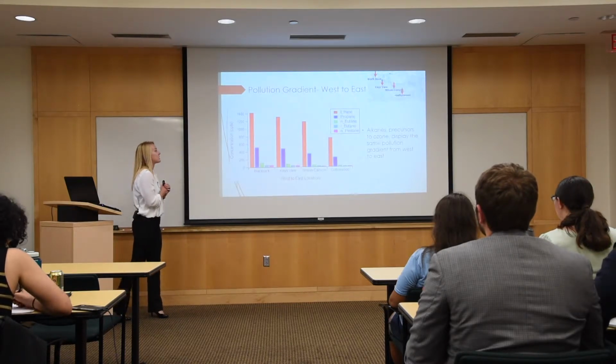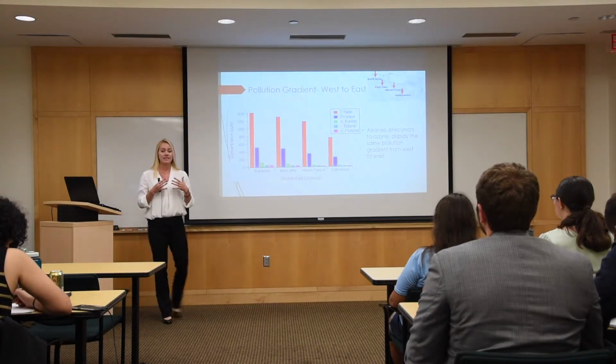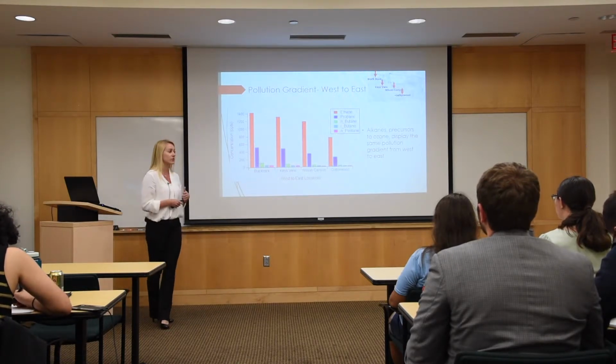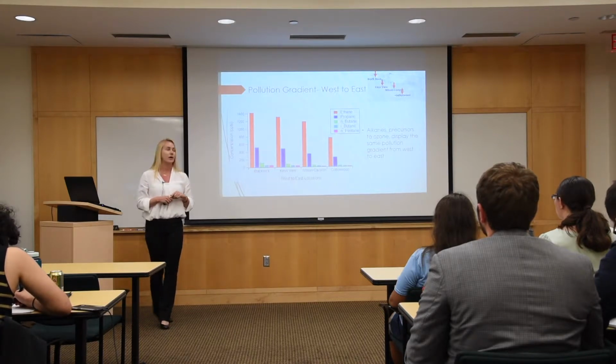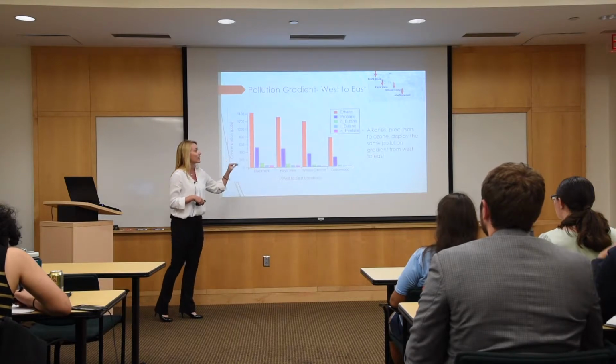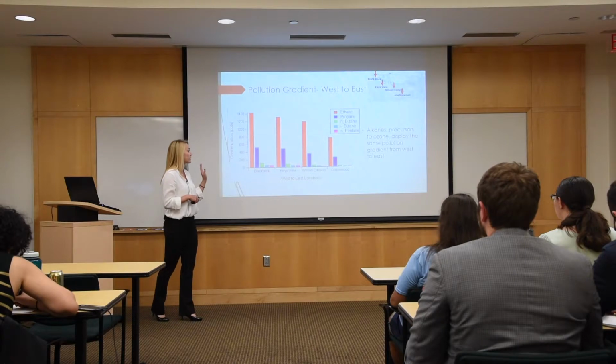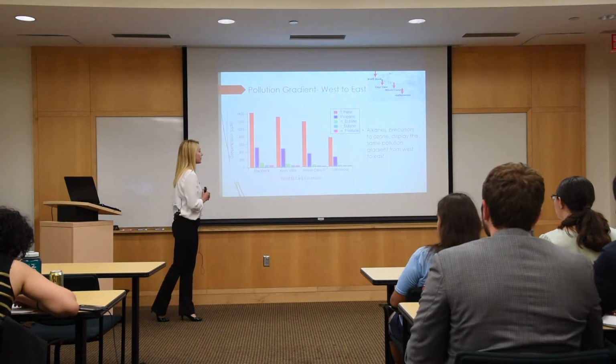Another way to look at this gradient is with the alkanes present in the atmosphere. Alkanes are precursors to ozone, so it's also important to look at these as well. Again, we see the gradient from west to east. Ethane, propane, N-butane, I-butane, and N-pentane are all decreasing as you move east across the park.